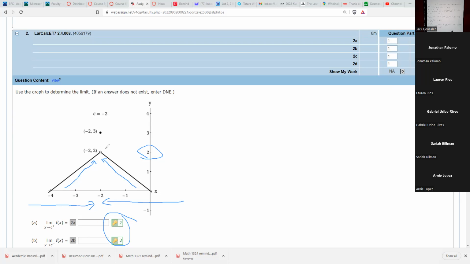Is it continuous here? And if not, why not? If so, why is it? Is it continuous at c equals -2?